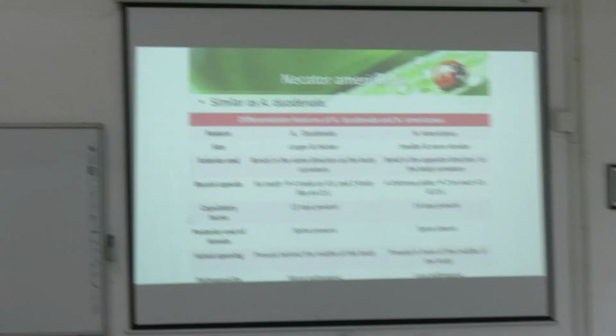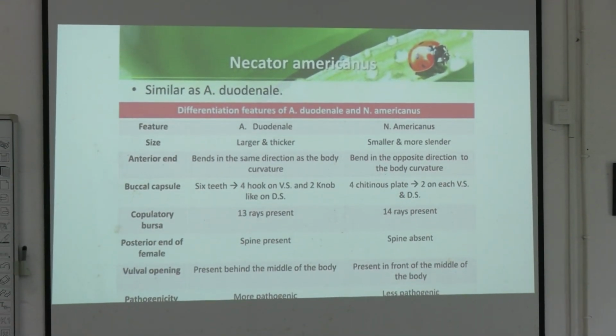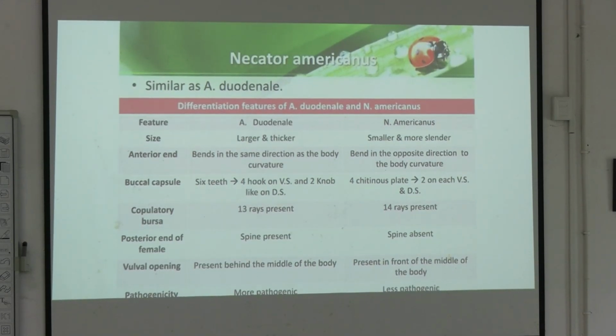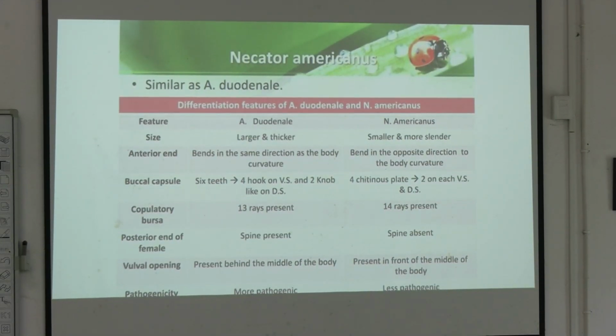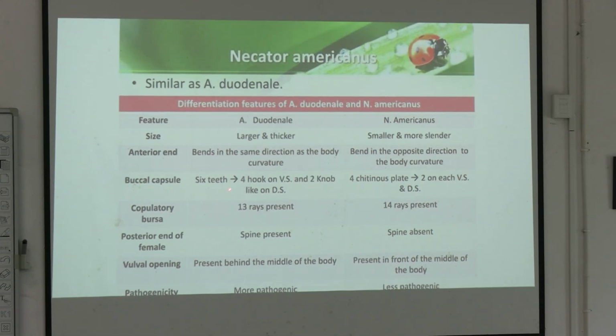And you can get L1 and L3 larva. So this is the difference between Ankylostoma duodenale and Necator americanus. Ankylostoma duodenale is larger and thicker, that's why blood loss is more, and it bends in the same direction as the body curvature. Necator bends in the opposite direction. Buccal capsule: there are 6 teeth in Ankylostoma, and no teeth but 4 chitinous plates in Necator. So teeth are present in Ankylostoma duodenale, and blood loss is more.